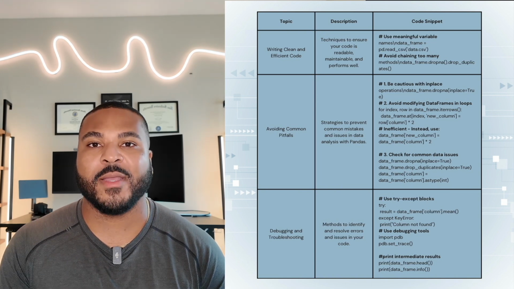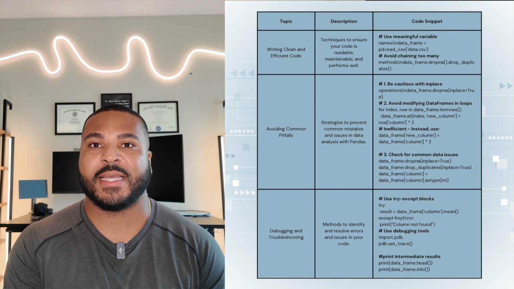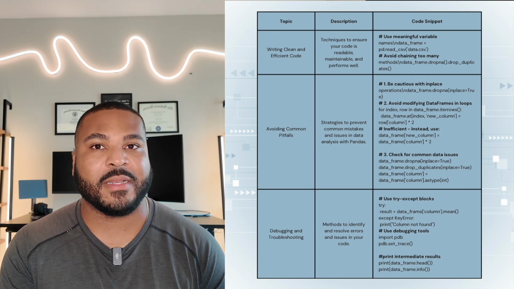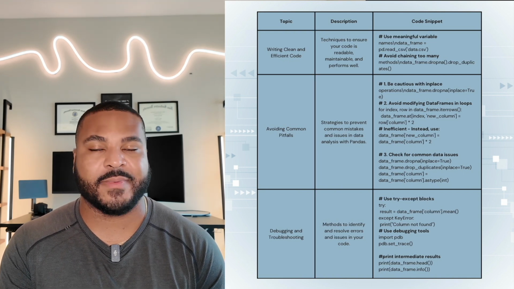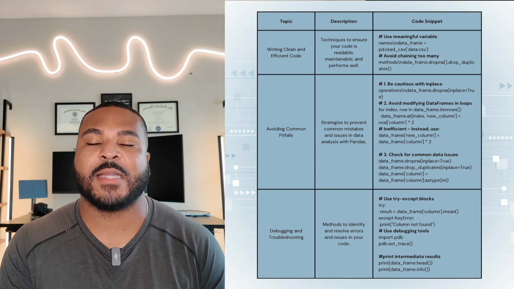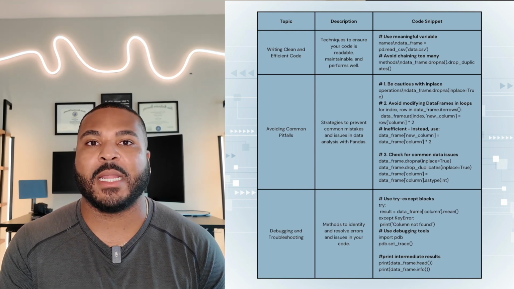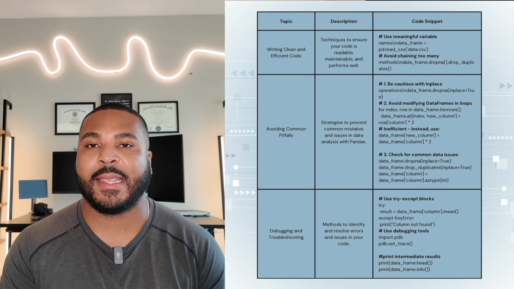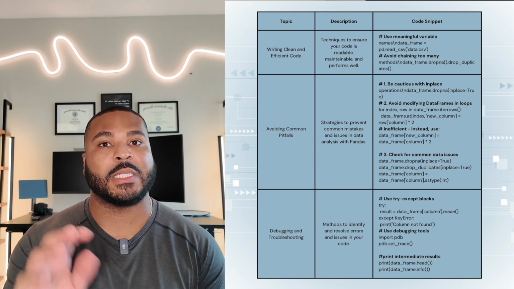Change it to false. Avoid modifying data frames in loops, as modifying these data frames inside a loop can be inefficient and lead to unexpected results. Use vectorized operations instead. Check for and be mindful of common data issues like missing values, duplicates, and incorrect data types. This should be done at the beginning.